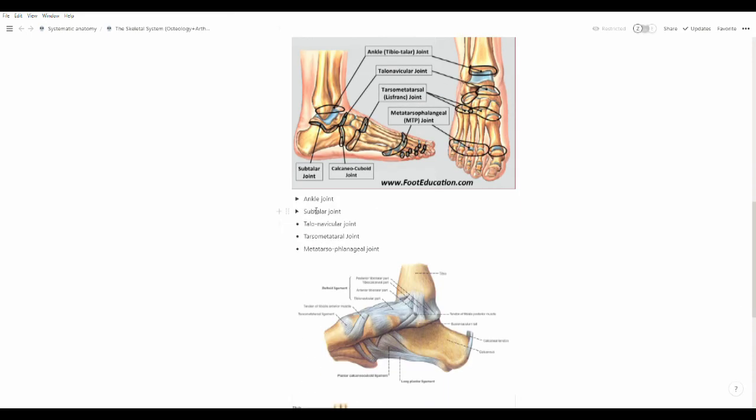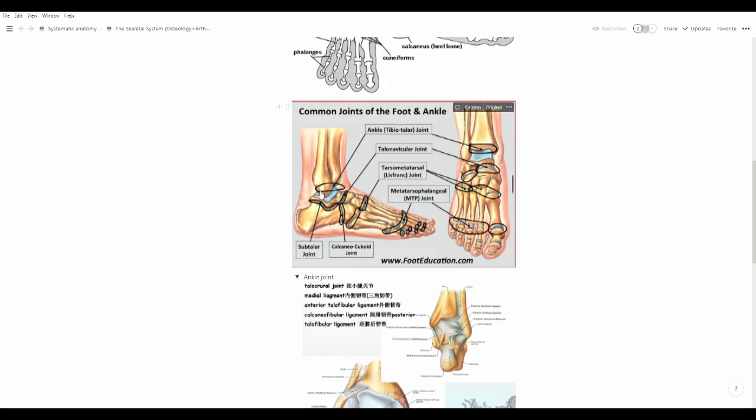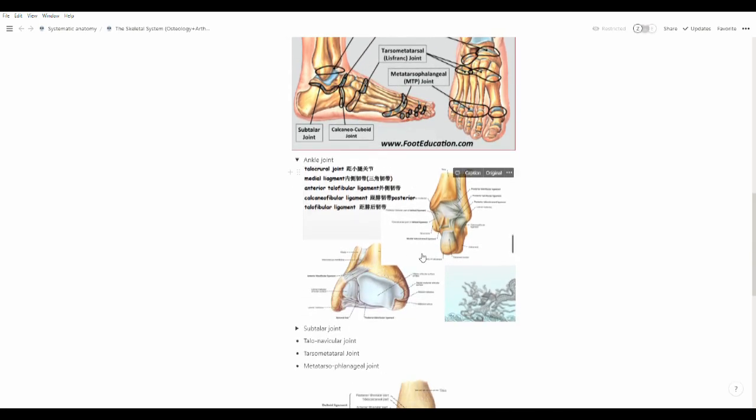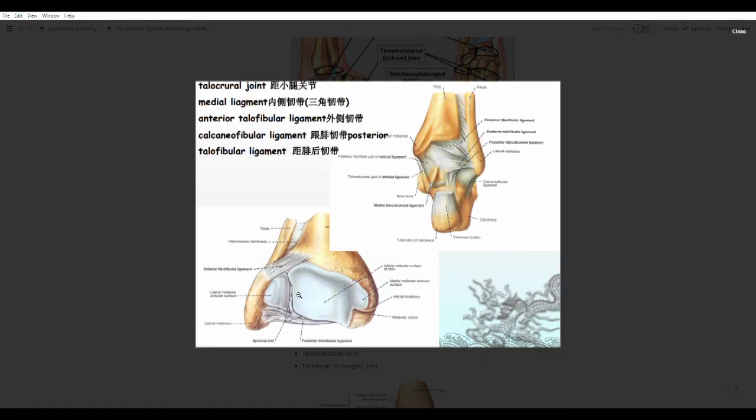So yeah, actually, let's talk about the ankle joint first. The ankle joint is this joint in here, also called the tibio-talar joint, and it has a bunch of ligaments listed in here that I wouldn't want to go over all of them, but it's a very important thing to look at. Here's the ankle joint.